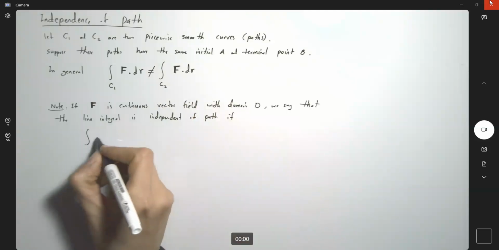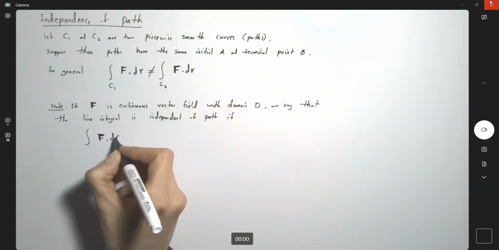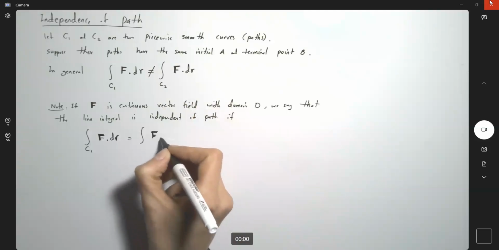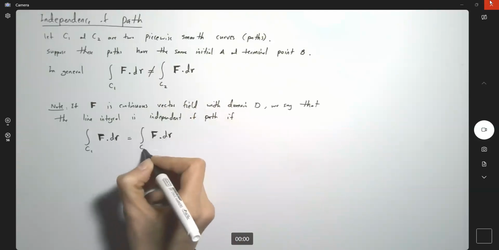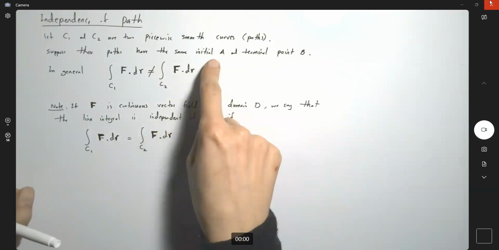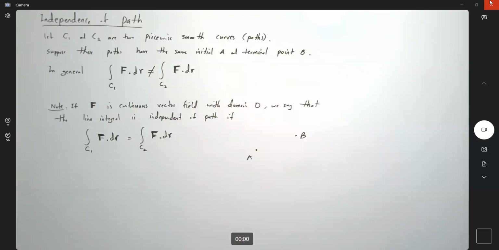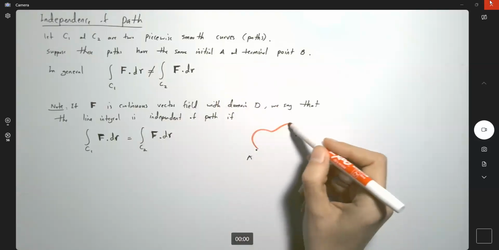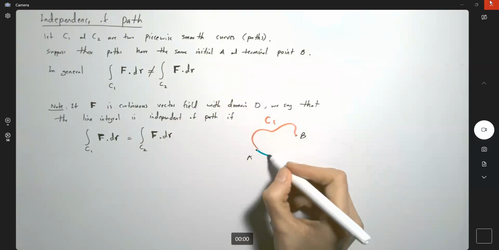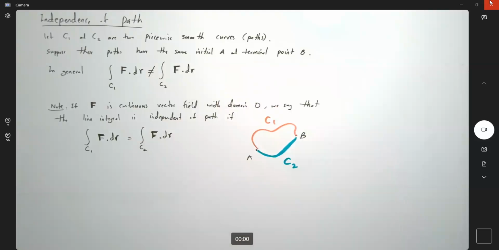If the line integral of f dot dr over C1 is the same as the line integral of f dot dr over C2. Make sure C1 and C2 have the same initial and terminal points. So A to B, suppose C1 is defined like this, and C2 is defined like this. Just a smooth curve, C2.